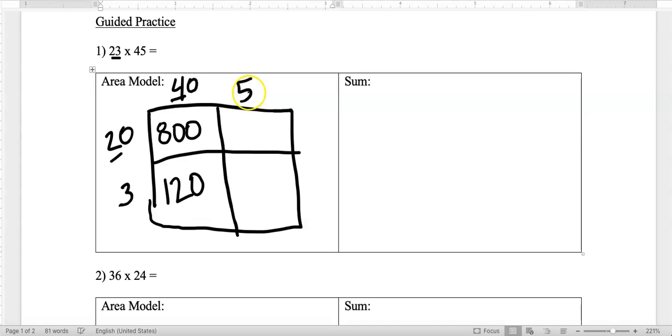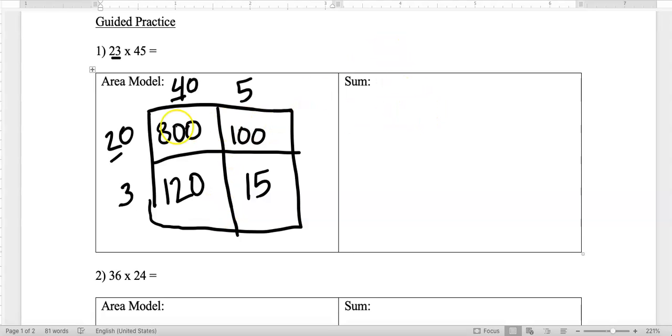I'm coming over to my 5. Now I'm going to multiply 5 times 2, which gives me 10. Adding this 0 here, 5 times 20 gives me 100. 5 times 3 gives me 15. Now, you are not done. Don't forget, you have to find the sum of all of these numbers.